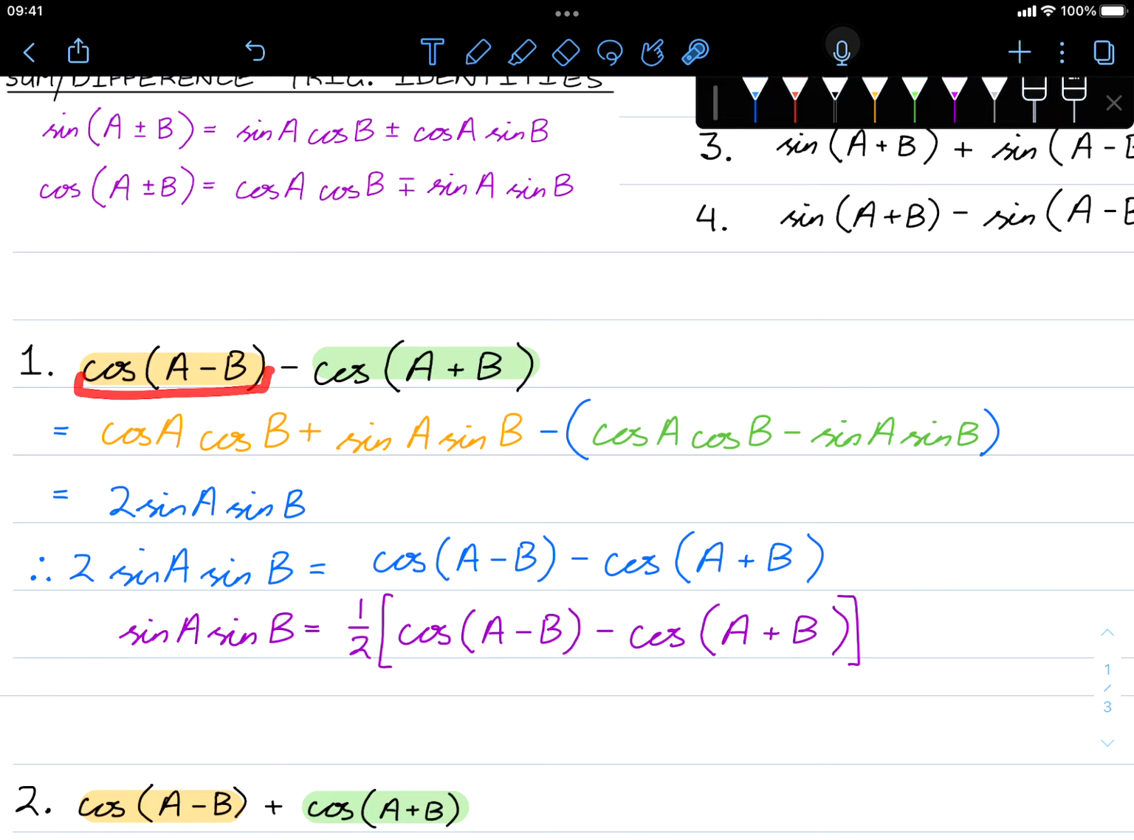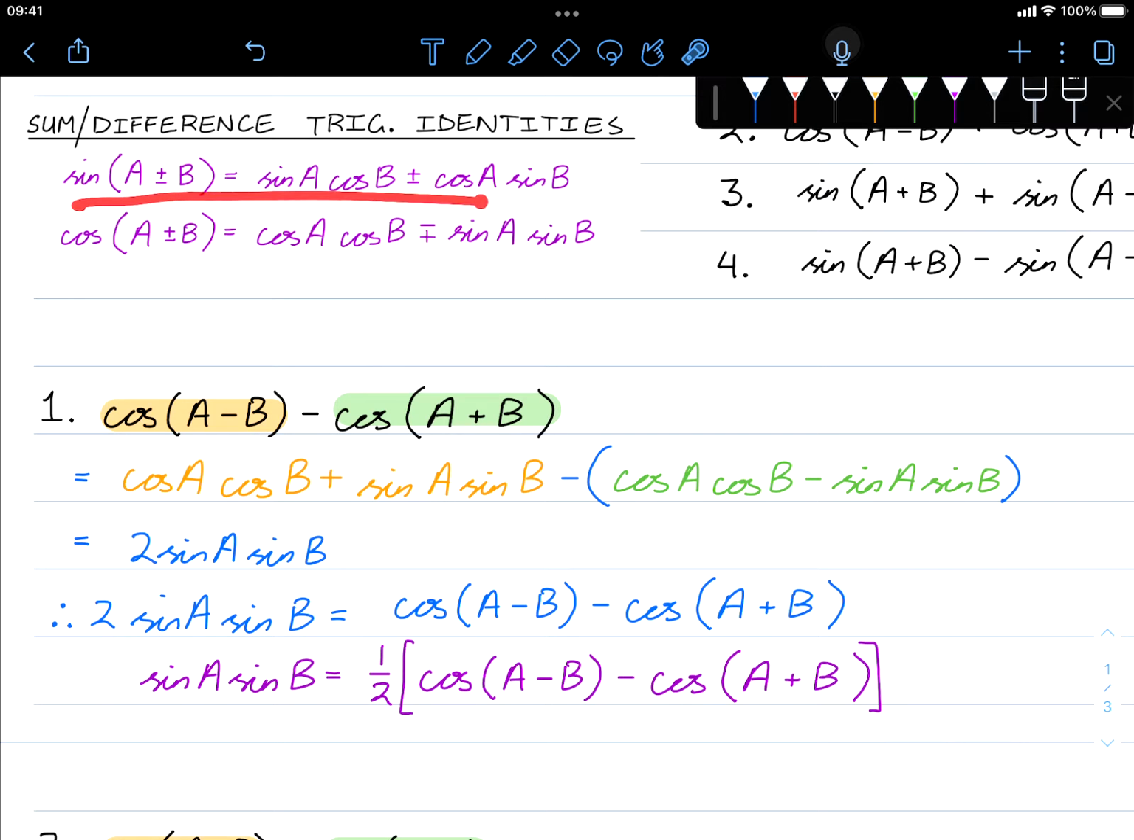Cos of A minus B, taking this one here, A minus B becomes cos A cos B plus sine A sine B, because we're using this identity, minus, and notice how I put that in a big bracket, we take cos of A plus B. That is cos A cos B minus sine A sine B.